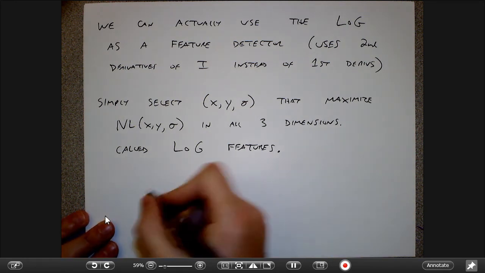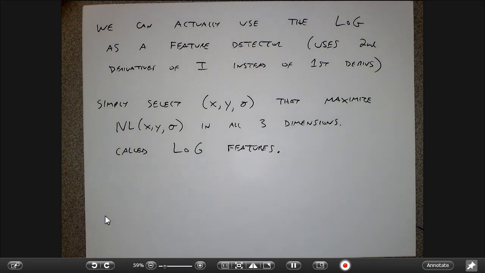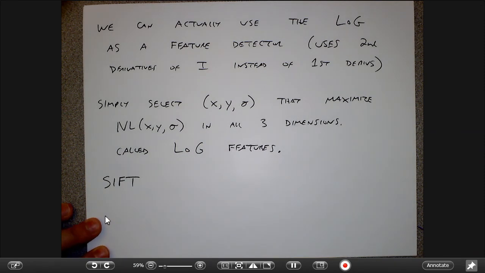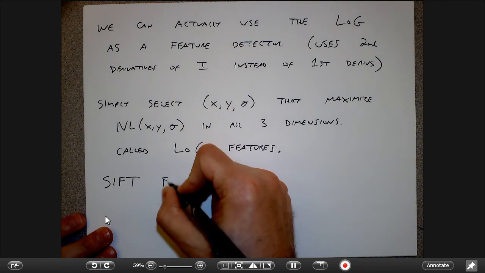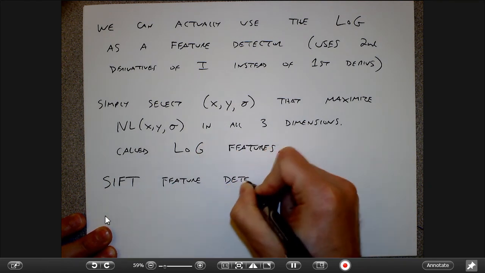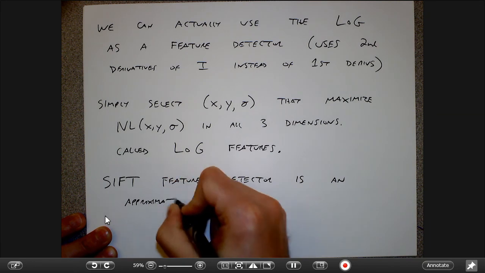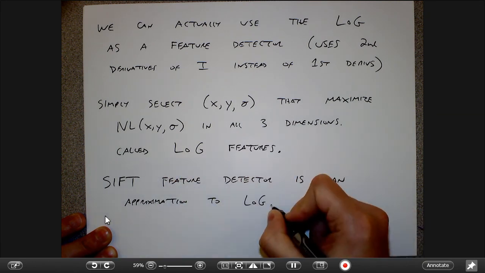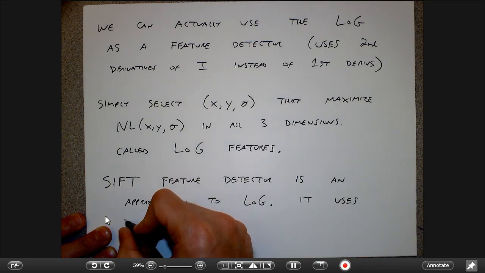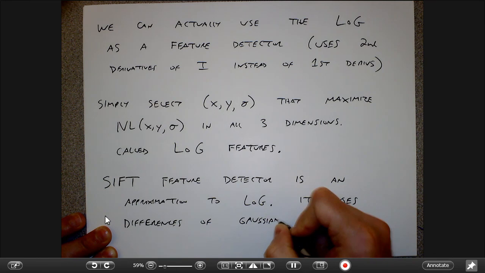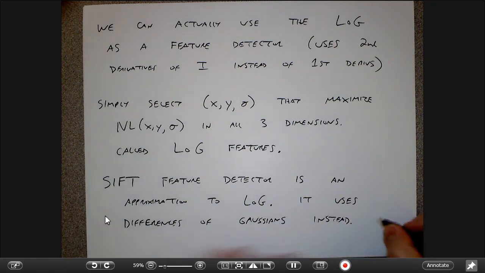So let me conclude this lecture by talking about what exactly is going on inside SIFT. SIFT is a super popular feature detector and descriptor in vision. Again, I want to decouple the detection part from the description part, so let's just talk about detection right now. What is a SIFT feature detector doing? Basically all it is, is an approximation to the Laplacian of Gaussian. It uses differences of Gaussians instead. Sometimes you hear these called DOG, for difference of Gaussian.